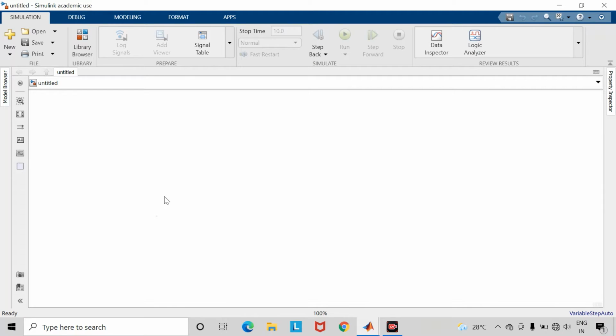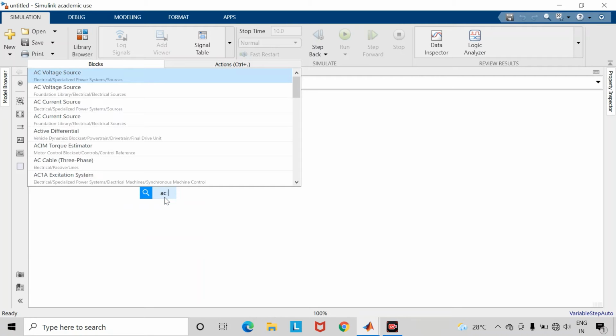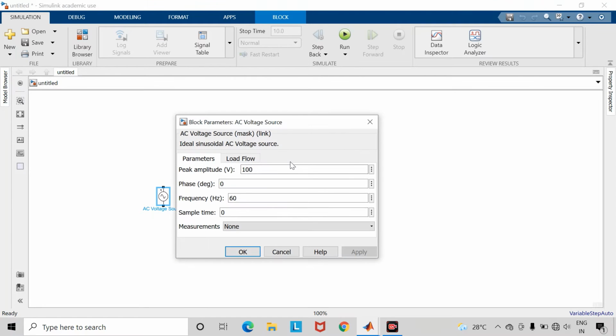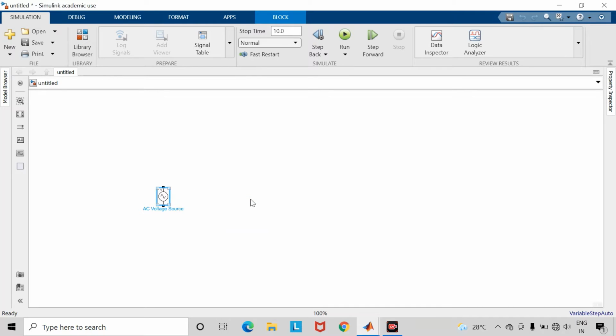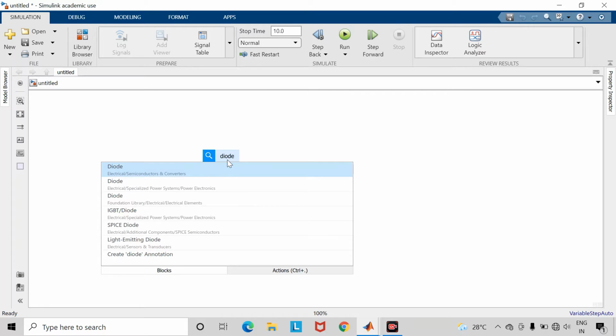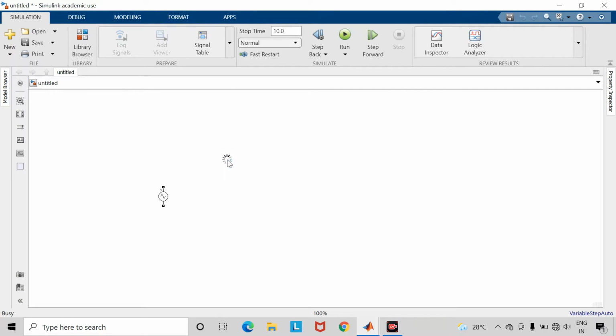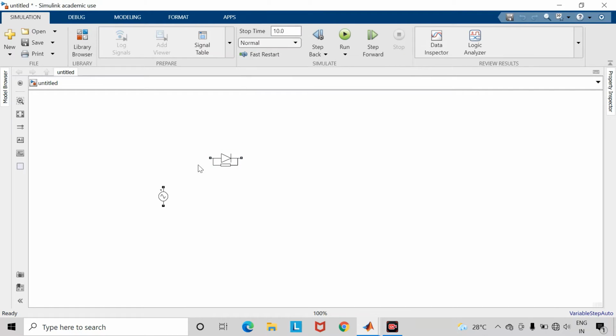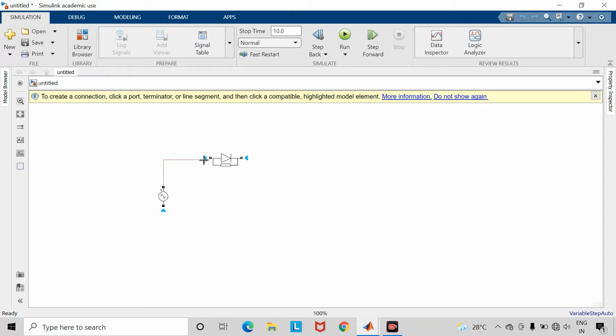Take the AC voltage source, open it and change the peak amplitude to 325 volts. Change the frequency to 50 Hz. Take the diode from specialized power system library. You can remove this measurement terminal if it is not required. Connect the diode with the load side, with the supply side.